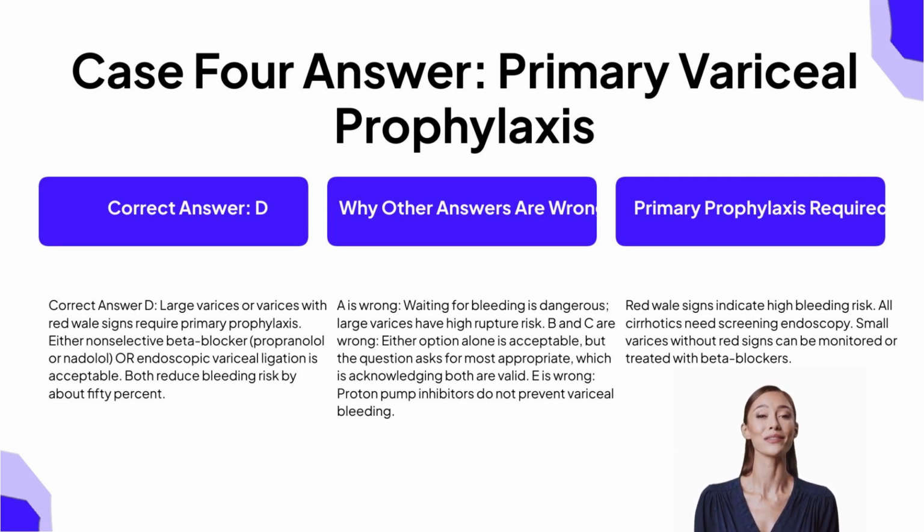Wrong answers. A is dangerous because waiting for bleeding with high-risk varices is unacceptable. Variceal hemorrhage has high mortality. B and C alone are wrong because the question asks for the most appropriate answer, which acknowledges both are valid options. E is wrong because proton pump inhibitors do not prevent variceal bleeding. They are not part of prophylaxis.